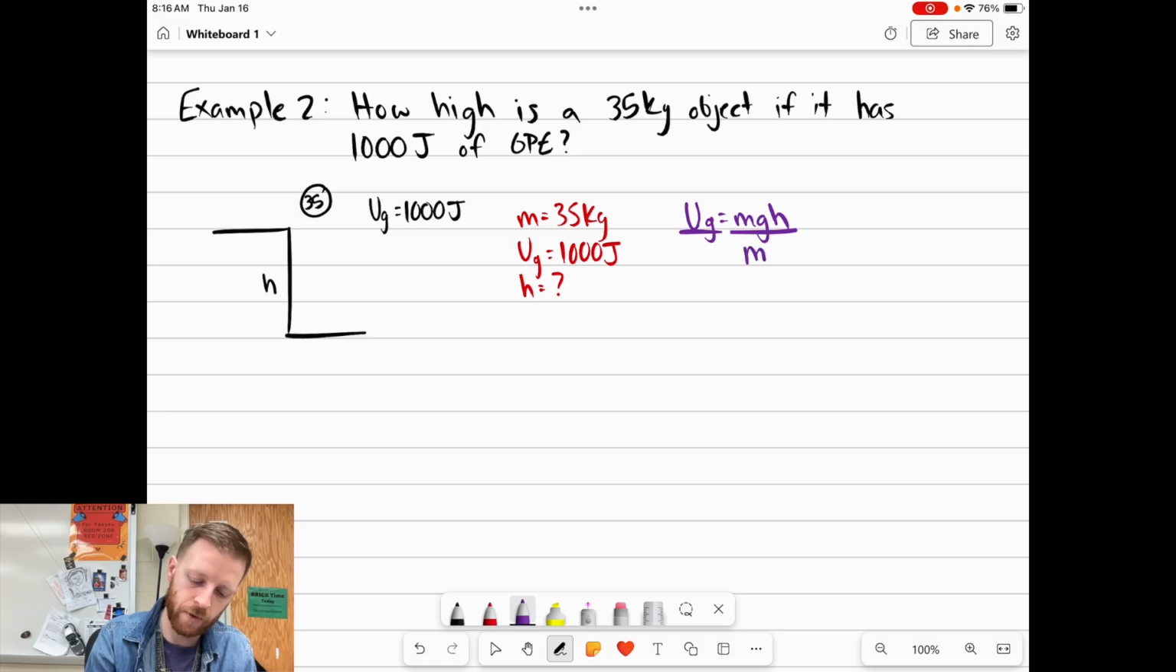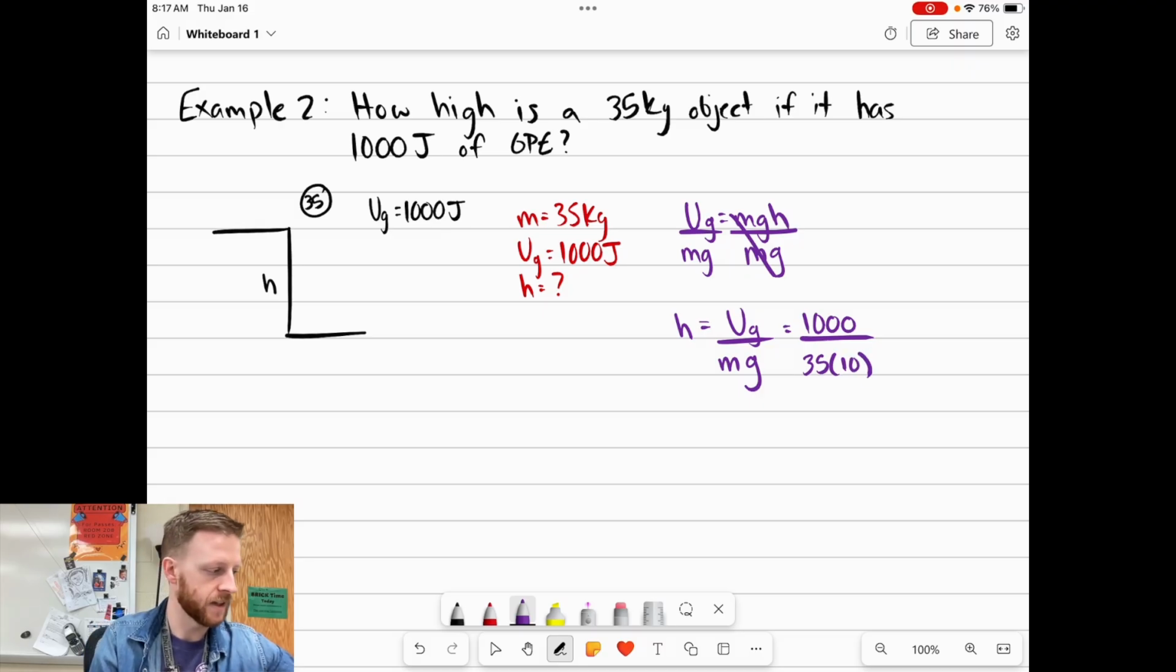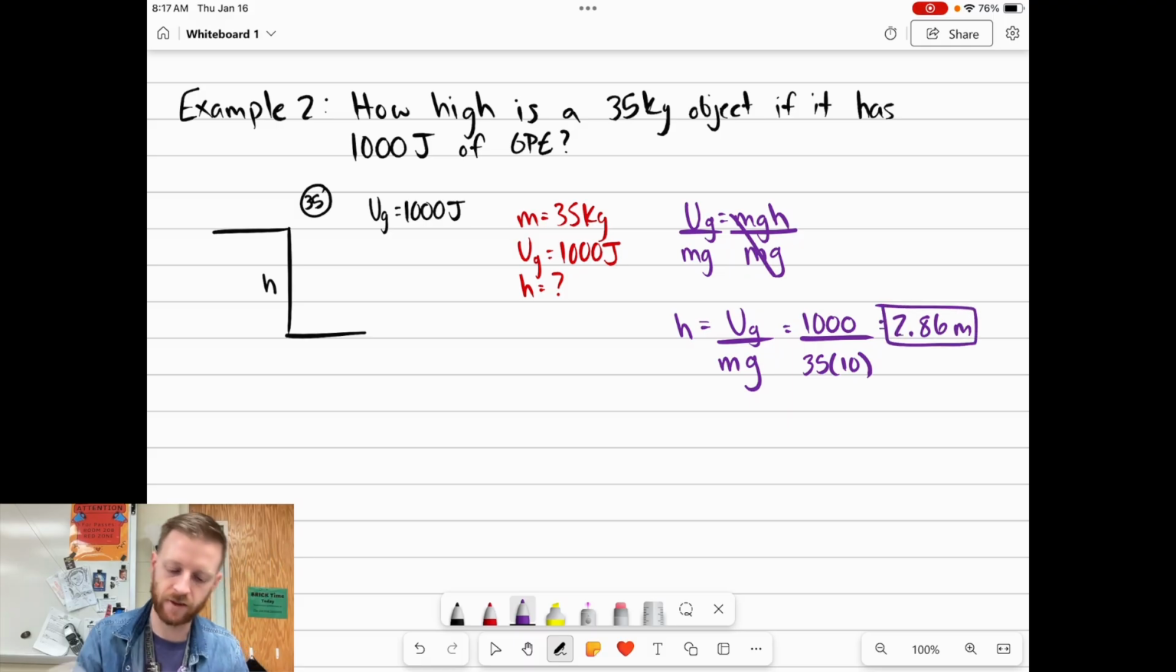So I'm going to divide both sides by mass and acceleration due to gravity. I end up with height is equal to gravitational potential energy divided by mass times the acceleration due to gravity. And at this point, it's just plug and chug, right? 1,000 divided by 35 divided by 10, which is going to get you, I'm going to use my calculator here, 2.86 meters off the ground. So there is your final answer.